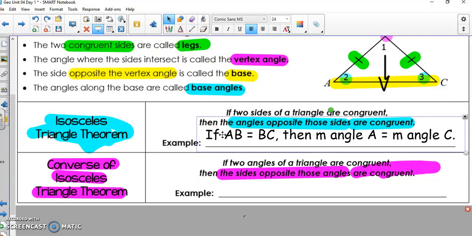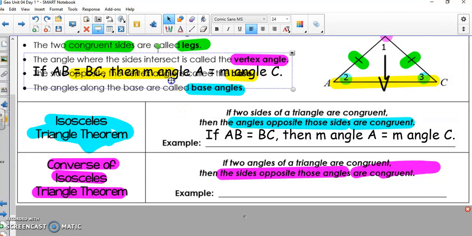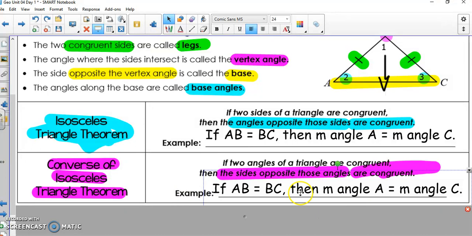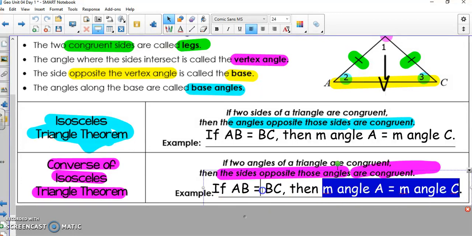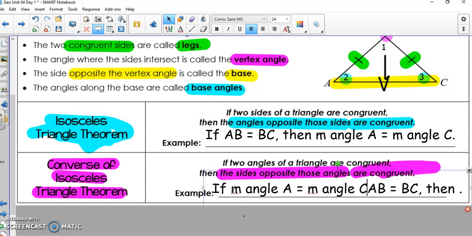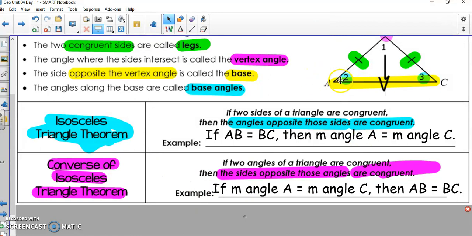So let's see how that changes. Let's take this original statement and see how it changes. For a converse, you just switch the if-then. So instead of saying if AB is equal to BC, we're going to start by saying if the measure of angle A is equal to the measure of angle C, then AB is equal to BC.